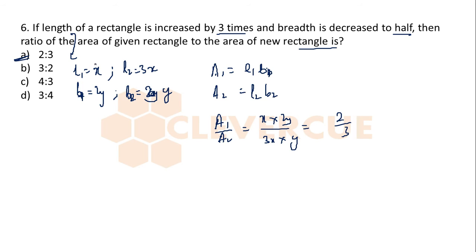But remember, in your examination there is no need to use these variables x or y. Here you have to straight away take it as A1 by A2 is equal to, if the length L1 is 1, then in the denominator write straight away 3 times 1, that is 3. And here it is given that the breadth is decreased by half. So if B1 is 1, then B2 has to be 1 by 2, or if B1 is 2, then B2 will be 1. So either way, whatever you consider, the answer will be 2 by 3 only. Okay, I hope you guys understood.